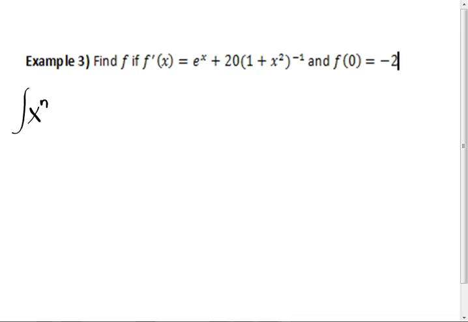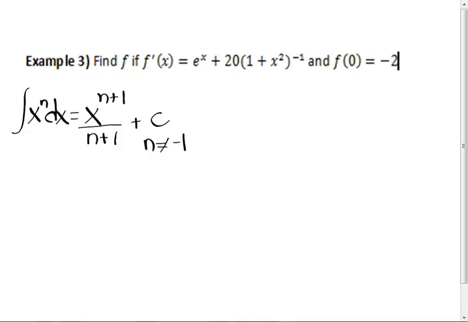The integral of x to the n dx is equal to x to the n plus 1 over n plus 1. Now, everything you guys do here has to look like one of these. Now, this is only true for n not equal to negative 1.